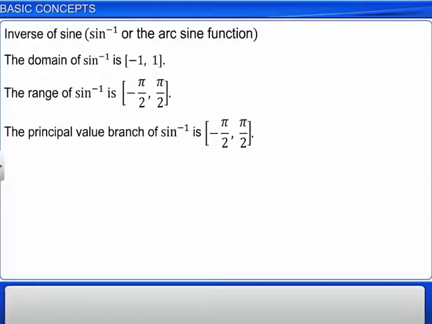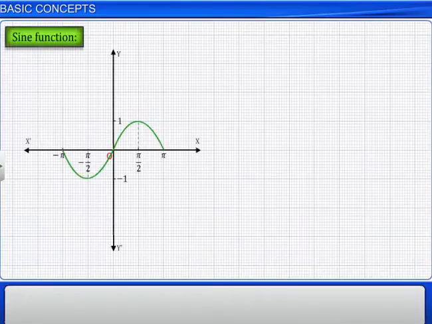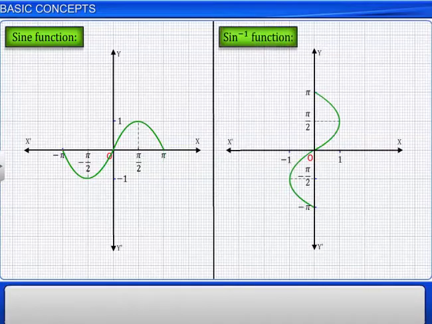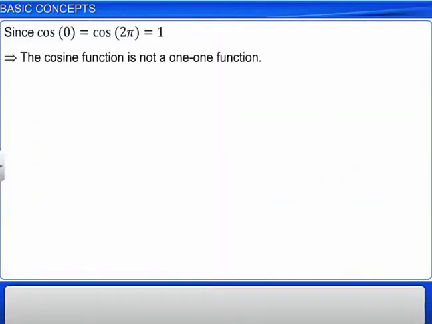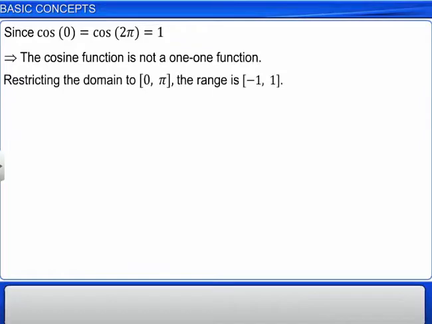Remember that if y is equal to sine inverse x, then sine y is equal to x. The graph of the sine inverse can be obtained by interchanging the x and y axes in the graph of the sine function. Let's now proceed to the cosine function. As the values of cos 0 and cos 2 pi are equal to 1, it is not a 1-1 function. On restricting the domain to 0, pi, it becomes 1-1 and onto with the same range. In such a situation, the cosine function is a bijection and its inverse exists.